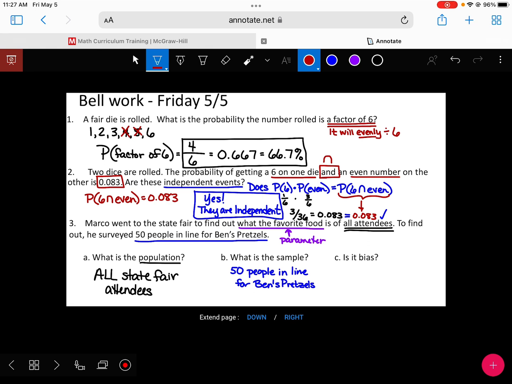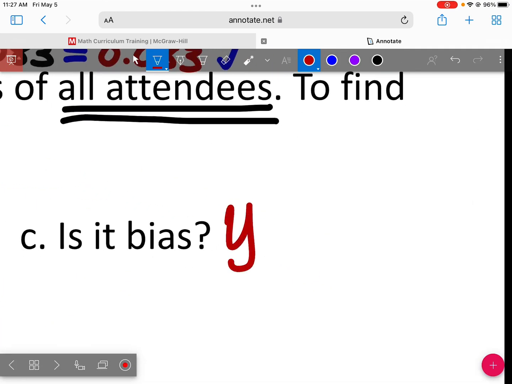Do you think those 50 people in line for Ben's pretzels have all the different opinions about food that we would see if we talked to everybody that was at the state fair? No. So is it bias? Yes. Because they're already in line for one particular type of food, you're probably going to get a lot of people that say this is their favorite food at the state fair. You're leaving out all the people that don't like pretzels and have some different favorite food there.